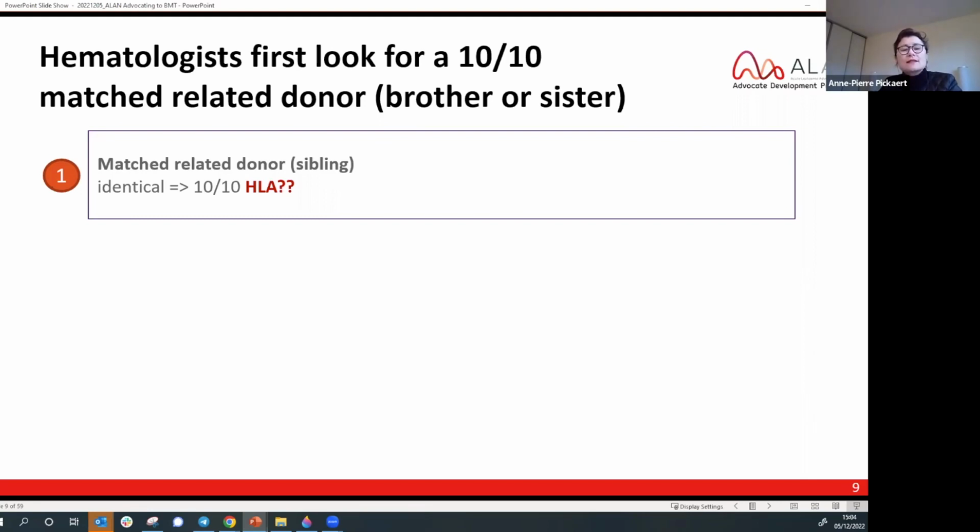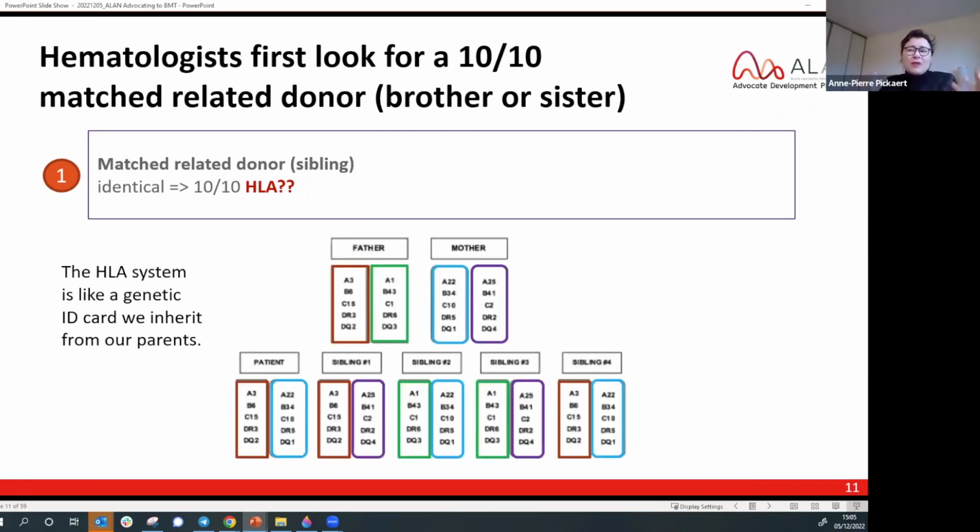What is this? So really the HLA system is like some sort of genetic ID card that we inherit from our parents. That's what it looks like. So you see the father, the mother, and you see some numbers and figures, and I'll go to that. Literally, this HLA system is made of 2 sets. You inherit 1 set from the father, 1 from the mother, and these sets are known as haplo. That's the term for it.